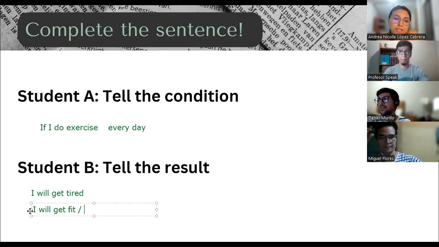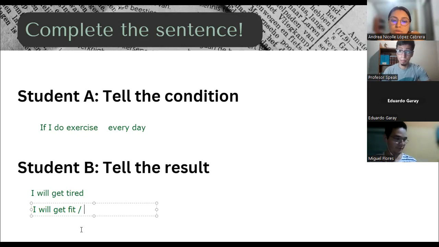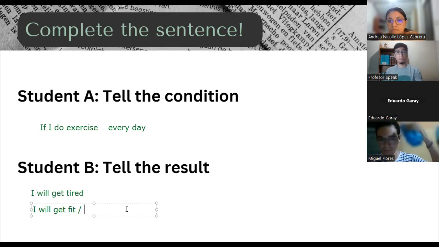Andrea? I have a question. I want to know if it is necessary to use the comma between the condition and the result. That is an excellent question. Okay, and this will be something that we will use in all the sentences. Whenever we have the if clause at the beginning, we are going to use a comma. If I do this, comma, I will do that. But if you start with the result, I will get tired, there you will not use the comma. If you start with the result first, you will not use the comma unless you start with the if at the beginning. Perfect. Thank you. You're welcome.